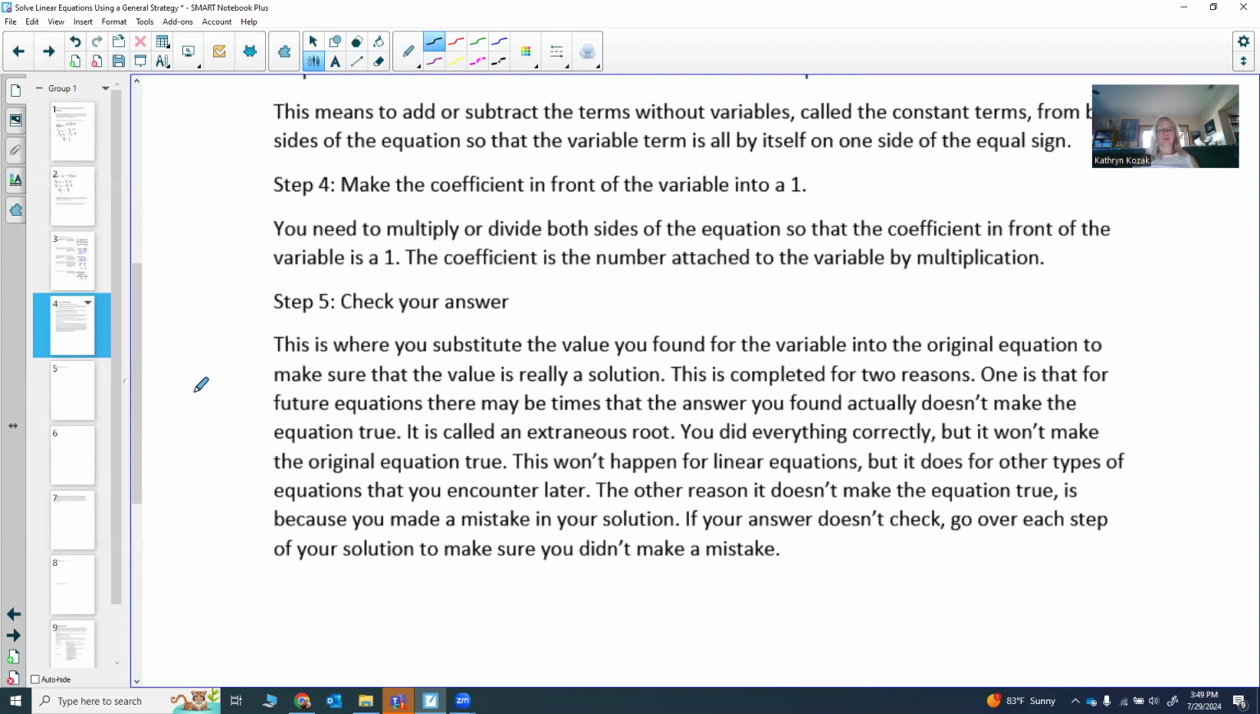One is that for future equations, there may be times when the answer you found actually doesn't make the equation true. It is called an extraneous root. You did everything correctly, but it won't make the original equation true. This won't happen for linear equations, but it does for other types of equations that you encounter later. The other reason is that you made a mistake in your solution. If your answer doesn't check, go over each step of your solution to make sure you didn't make a mistake.